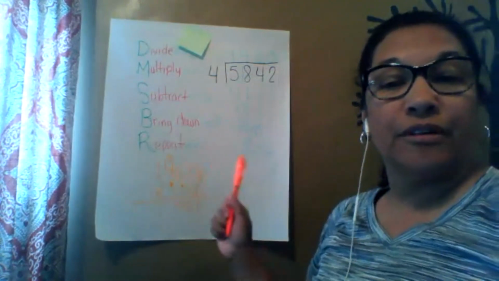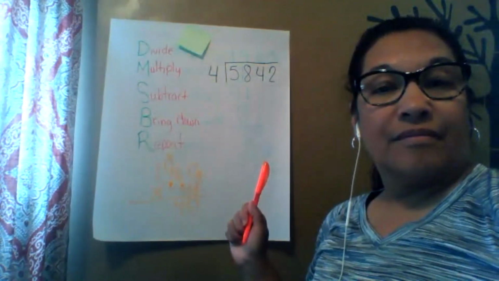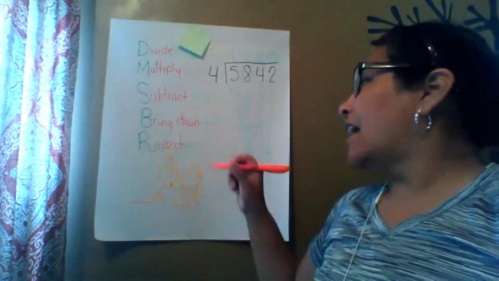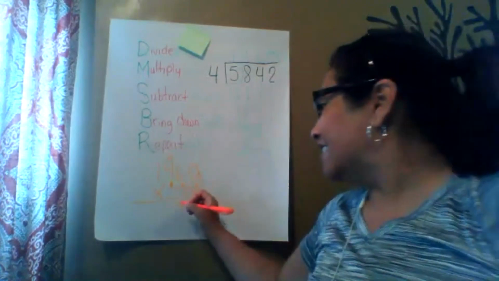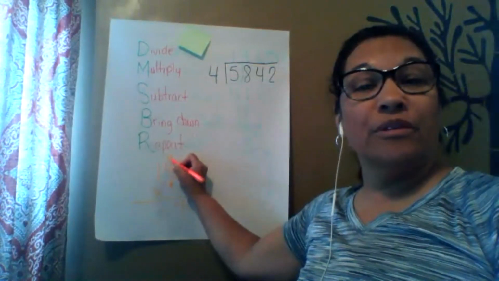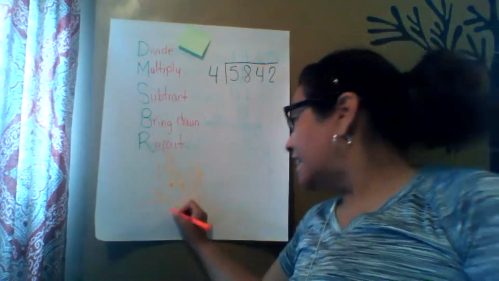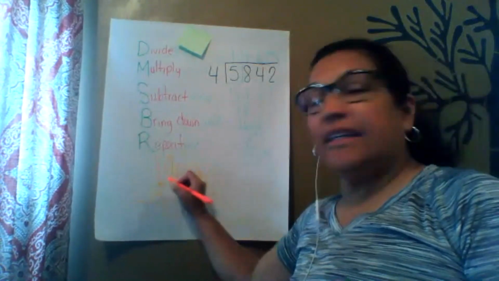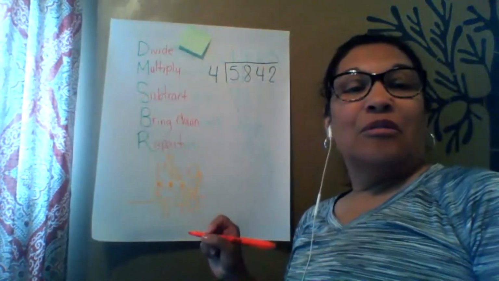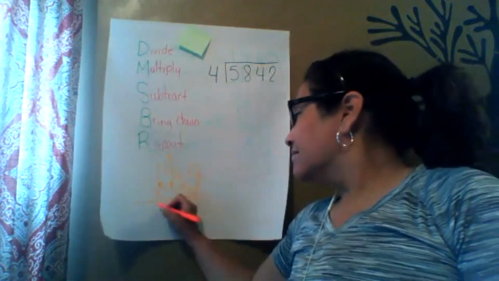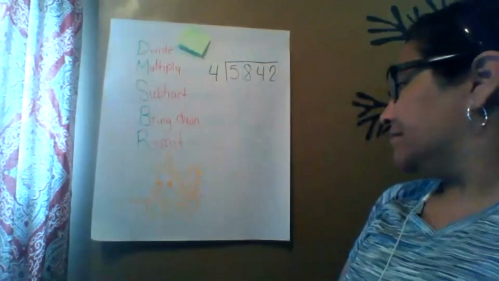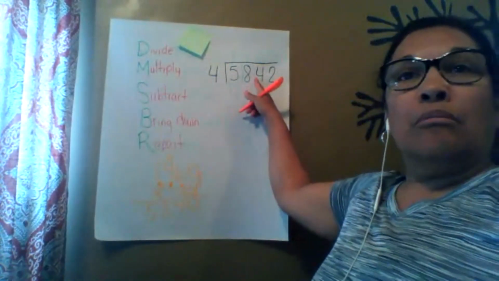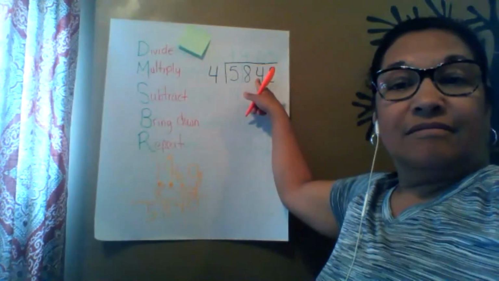4 times 4. Anybody? 4 times 4. Good job. Turner's trying to do it with his hands. Good. 16 plus 2 more would be 18. So I put my 8 and I carry my 1. 4 times 1 is 4, plus 1 more, 5. Is that my answer? Yeah. 5,840. Does that match my dividend?